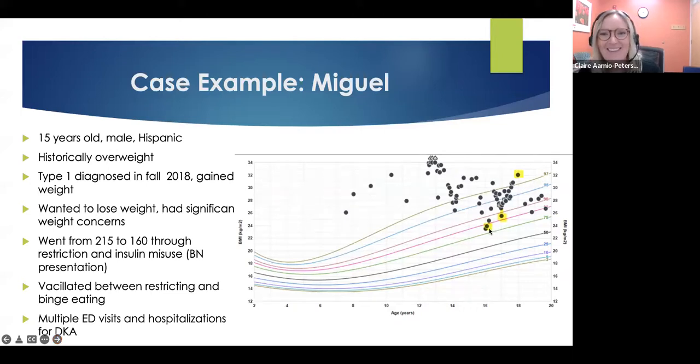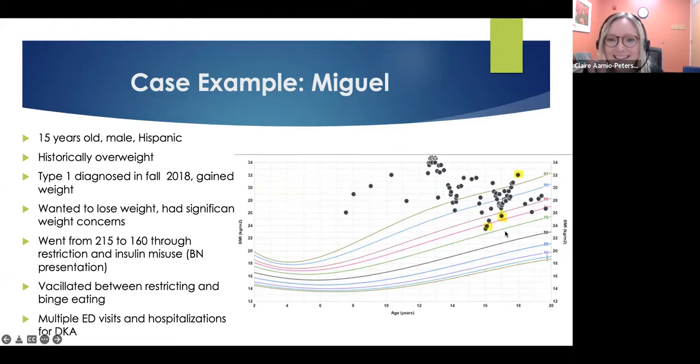It's a little bit hard to tell, but they gained weight again, all the way from that point up to about 215 pounds, so off their growth curve. And that was really distressing to him. He had a lot of weight concerns.